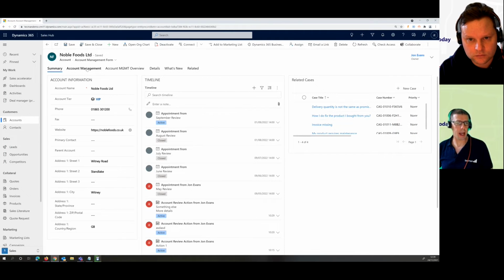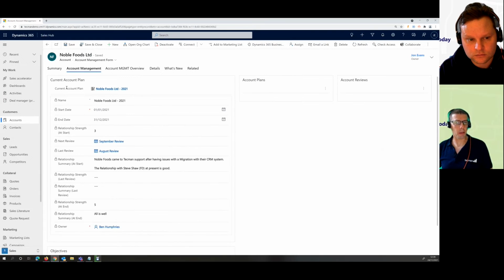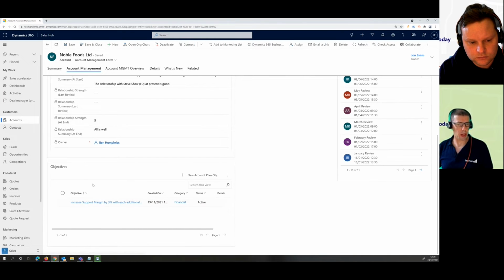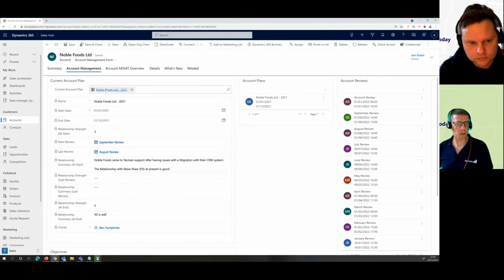So we've added a tab, and we've added the idea of an account here. Just by clicking on the account tab, we can see that first of all, we're linking into the current account plan. So we've got our 2021 account plan. And this is just bringing through some information on a quick view form, just to show us everything that's going on with that plan. We also have some of our objectives as well, but those become more apparent when we go in here.